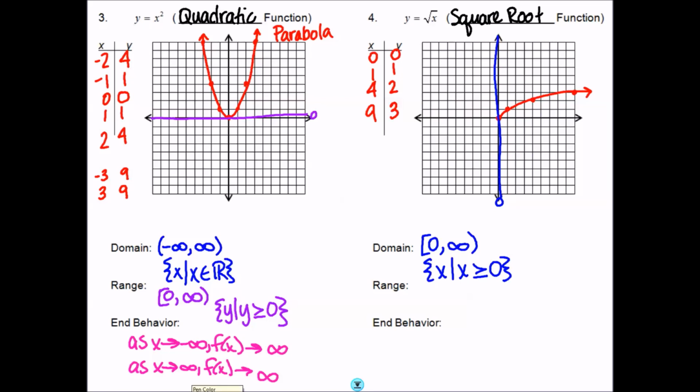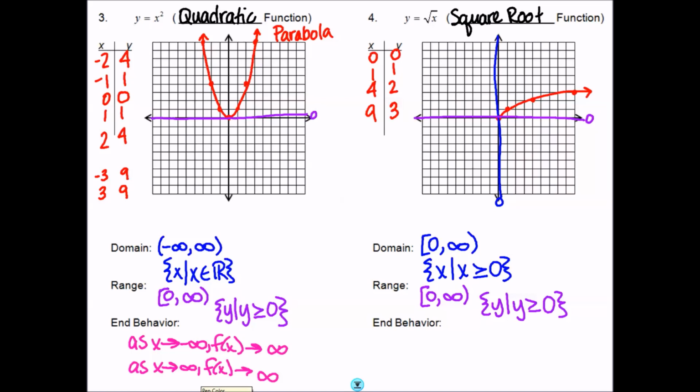The range, the lowest that the graph goes, is 0. And this arrow will continue going up, but very slowly, but it will go all the way to positive infinity. So the range is y such that y is greater than or equal to 0.